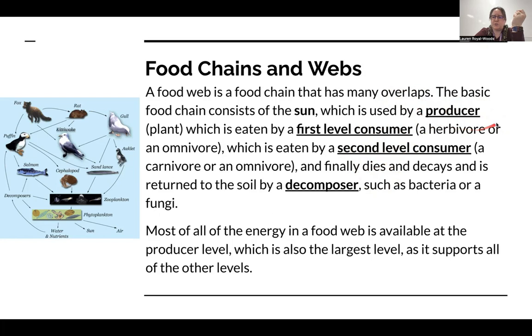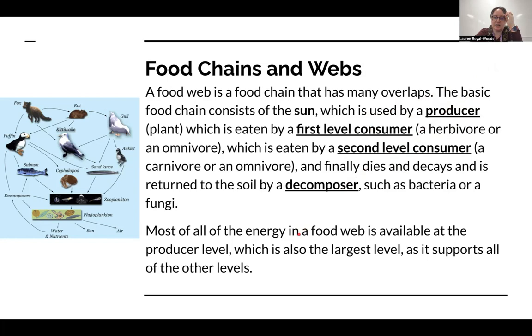So the producers, most of the energy's right here. These guys get first dibs on that. But these guys, the reason they have to hunt all the time and eat all the time is because they're not getting a lot of that energy, because it had to go through the first level consumer and it goes down every step of the way. And by the time lion eats cow, he's not getting as much nutrients as cow does from grass. So it's kind of interesting there.